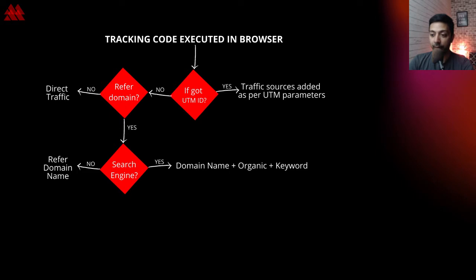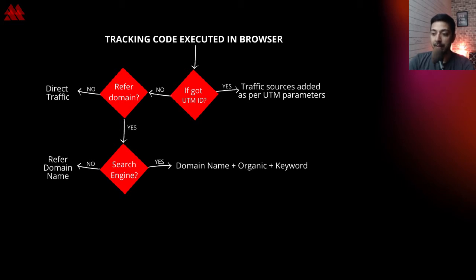But if the answer is no, there is no UTM parameter detected in that URL, then it will check if there is any referring domain. That is, if the visitor is coming from a known source like maybe facebook.com, twitter.com, Pinterest, or any other referring website. If that is also no, then there is no doubt that this traffic is direct traffic. Most probably a visitor just opened the browser, typed in the URL and then visited that particular page.